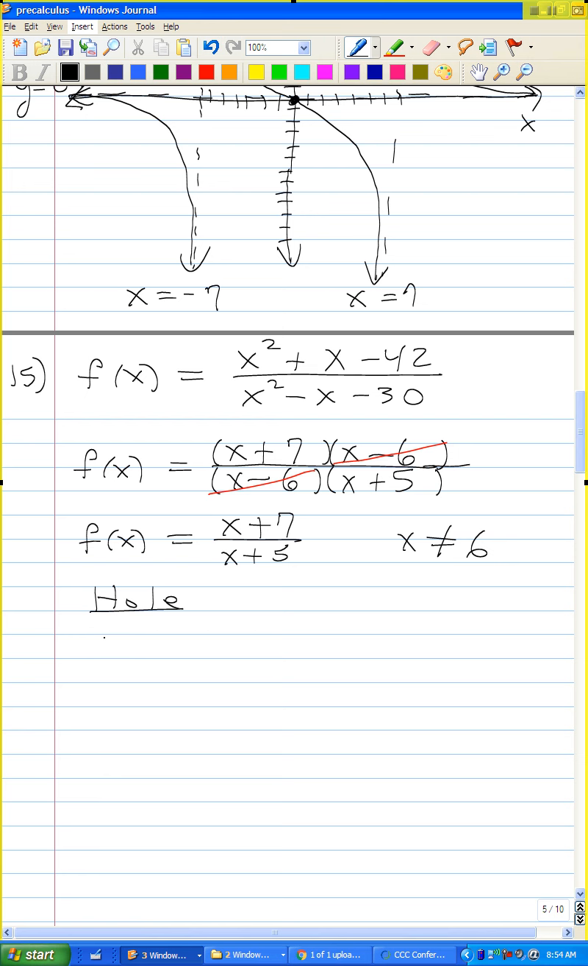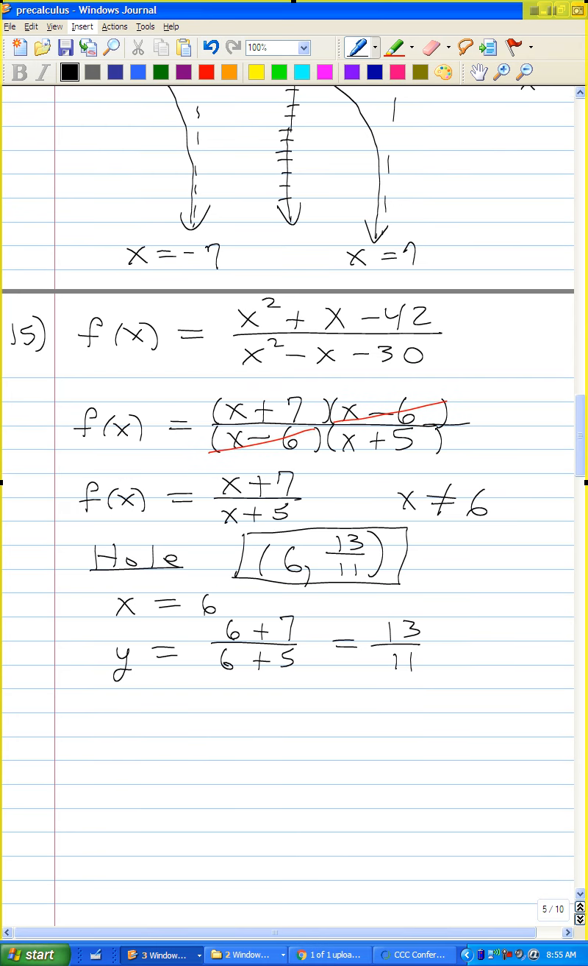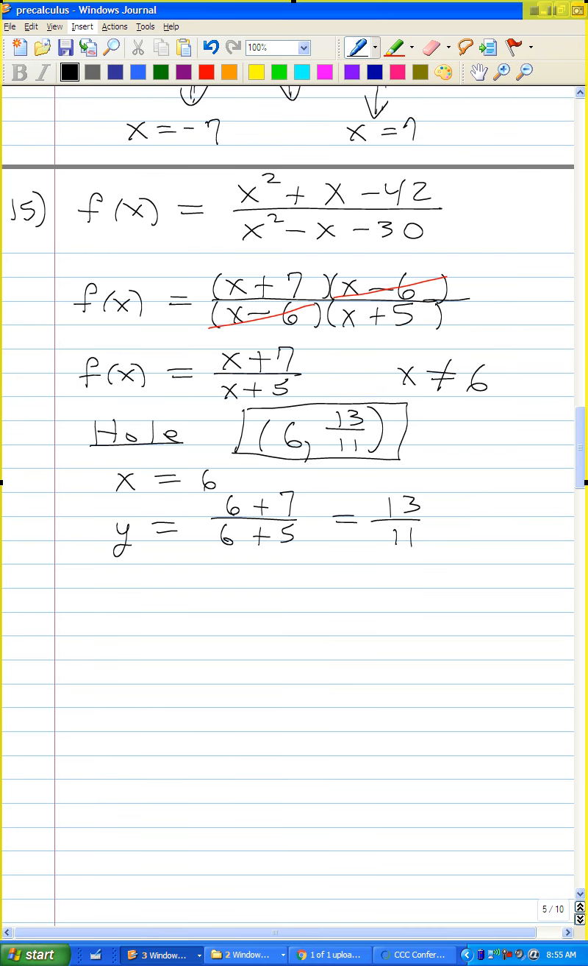Okay, and so let's figure out what the hole is. So the hole is when x is 6. Let's figure out what y is. Well, y is x plus 7 over x plus 5. So that's 13 over 11. So there's a hole at 6, 13 over 11. So I'm going to have to be sure that I put that hole in the graph. Okay. But now I can graph x plus 7 over x plus 5.